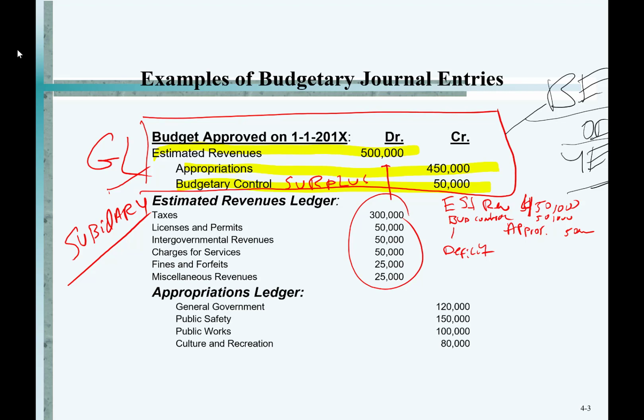Now, could this ever happen? Could the government ever have a deficit? They do it all the time. You hear about the federal government's deficit all the time, right? We're talking state and local in here, but the federal government is famous for its deficits, right?